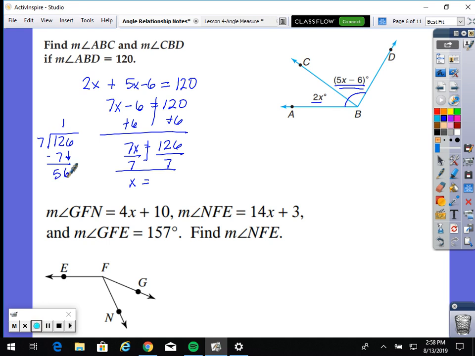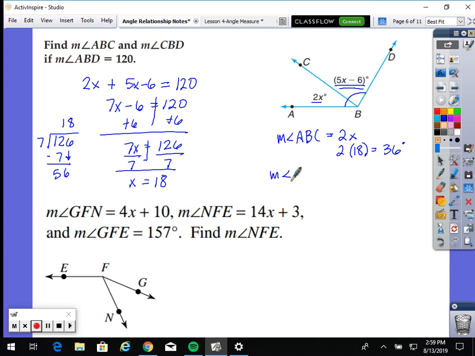So I get 56, so that is 18. So the value of x is 18. Oh, but it asked me to find the measure of ABC and CBD, so I'm going to have to plug that in. So for the measure, notice I'm putting M of angle ABC. It's 2x, so it's 2 times 18, which is going to be 36 degrees.